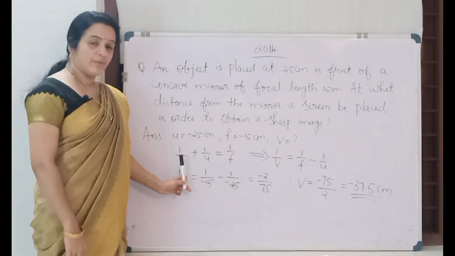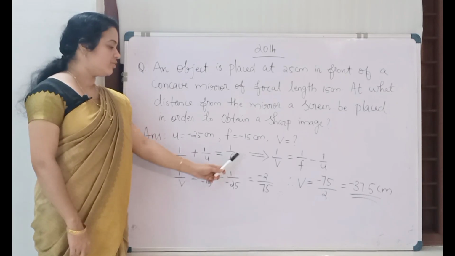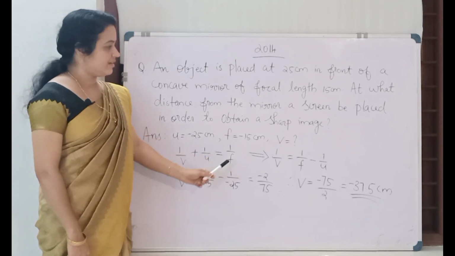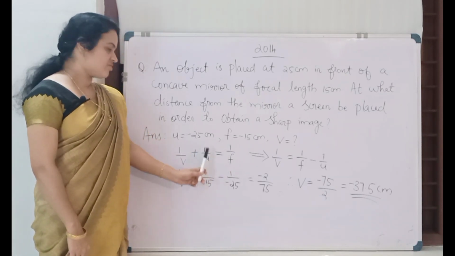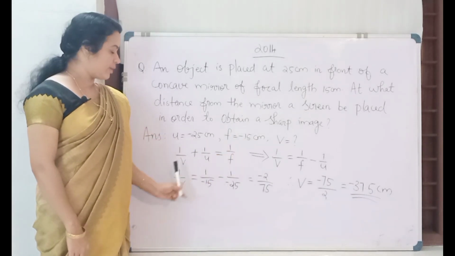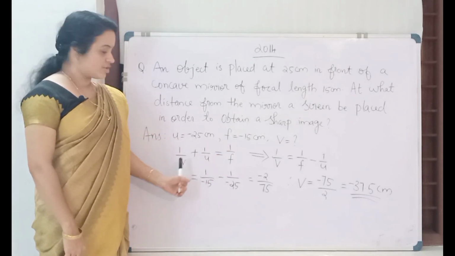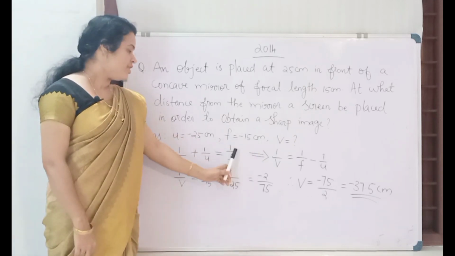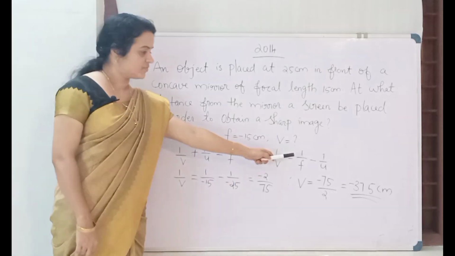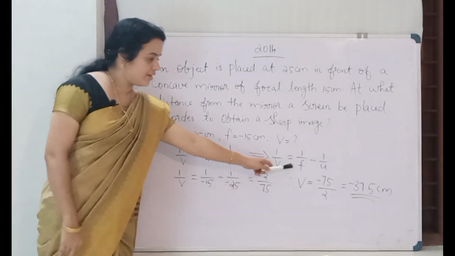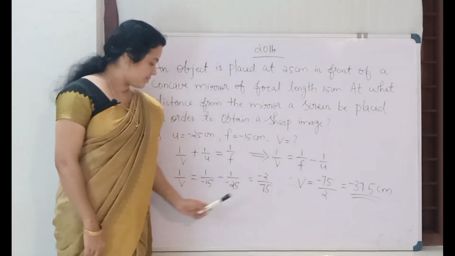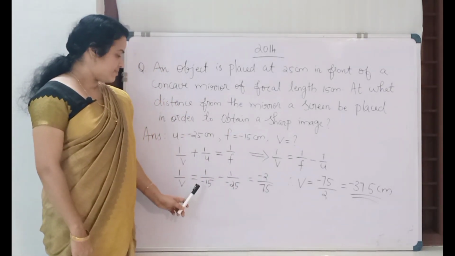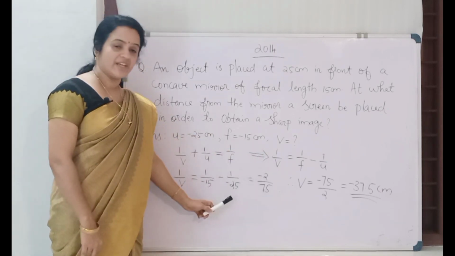Yes, we have 1 by v plus 1 by u is equal to 1 by f. So it is a direct question. We have to calculate v, so we can write 1 by v is equal to 1 by f minus 1 by u. Now substitute the values of f and u: f is minus 15 and u is minus 25.